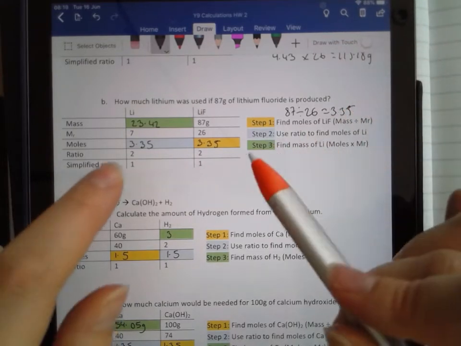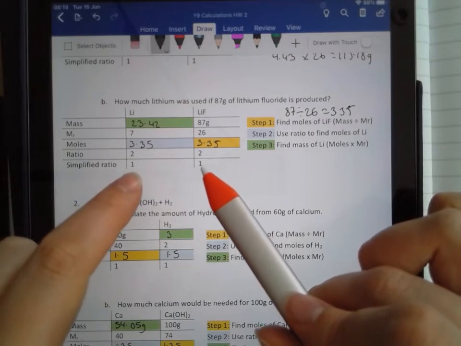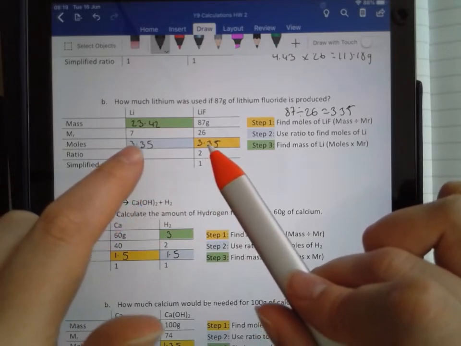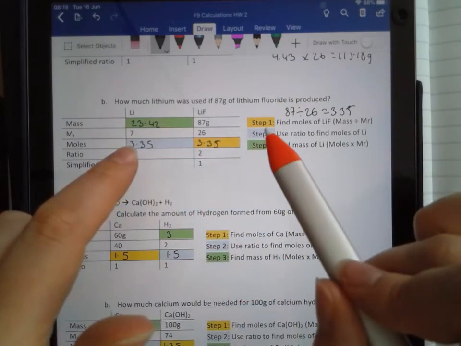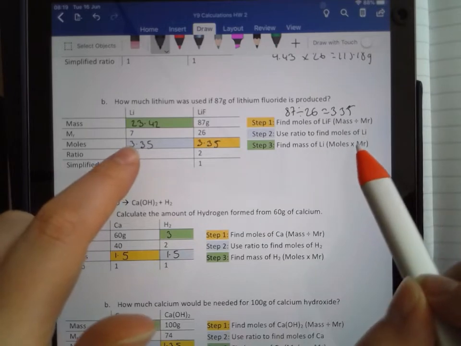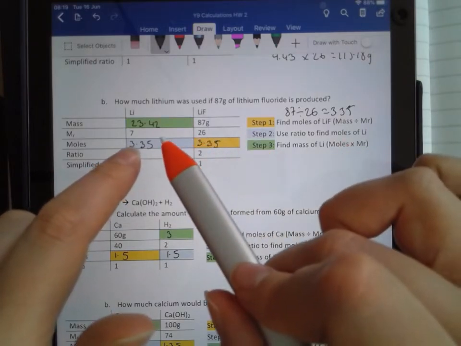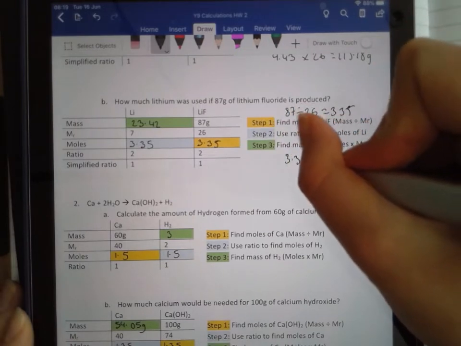Use the ratio. The ratio is again 1:1 in its simplified form. These two numbers are the same, so these two numbers have to be the same. And I'm filling 3.35 into the blue box. To get the green box, I multiply moles by formula mass. Moles is 3.35, multiply it by 7, and you get your final answer.